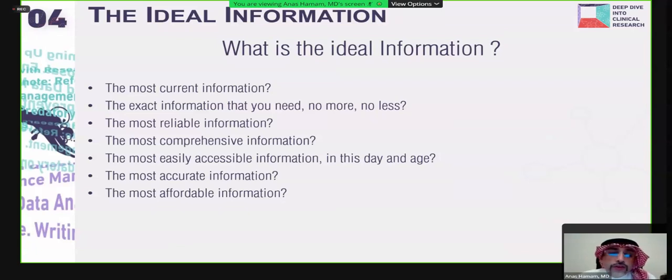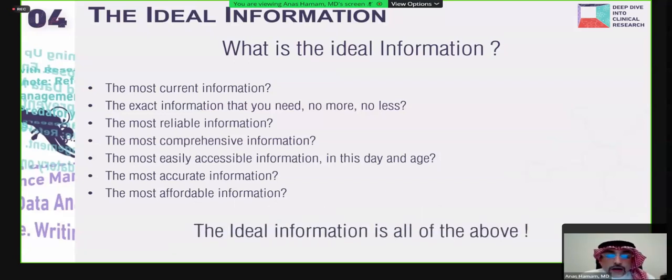Maybe yes, there's a lot of information in journals that I cannot access because I have to pay. Whereas there are free access articles for the public. You can go and look at those, but they're not going to have the same information as the ones that you have to pay for. So is that the ideal information? Is the ideal information the most accurate one or the most affordable one? In fact, the ideal information that you want to give your reader is a combination of everything.